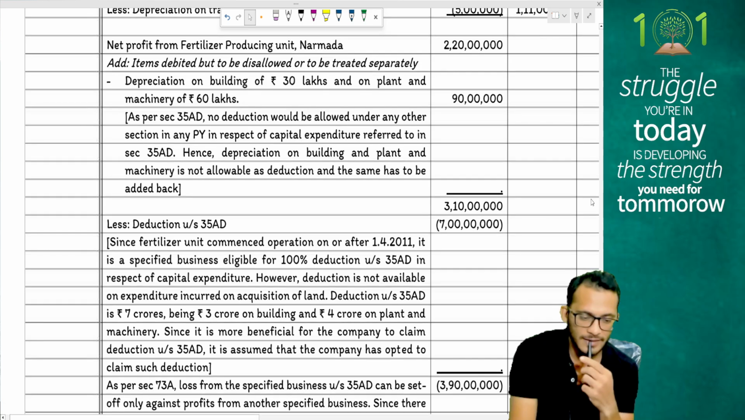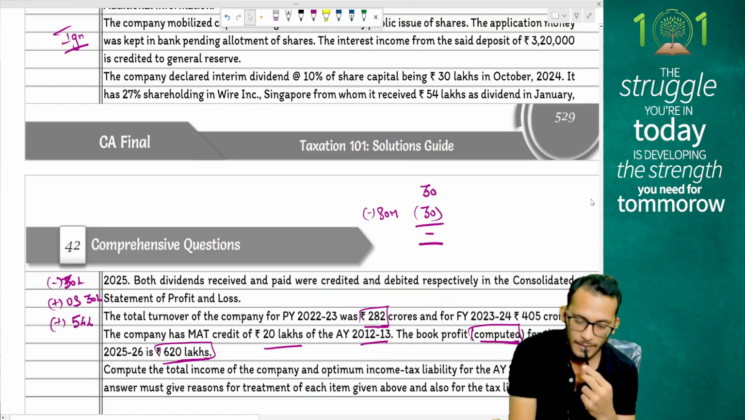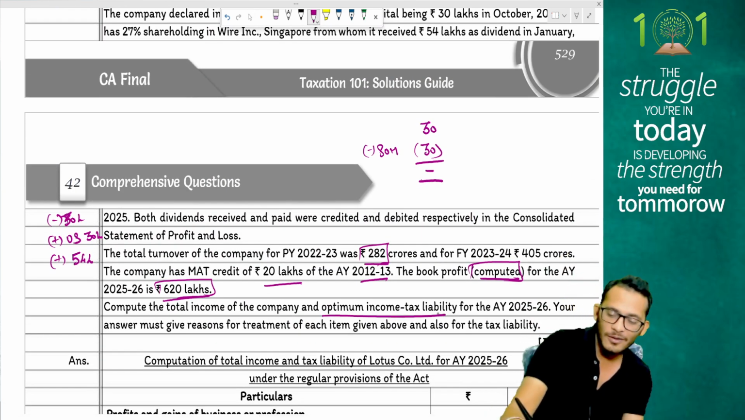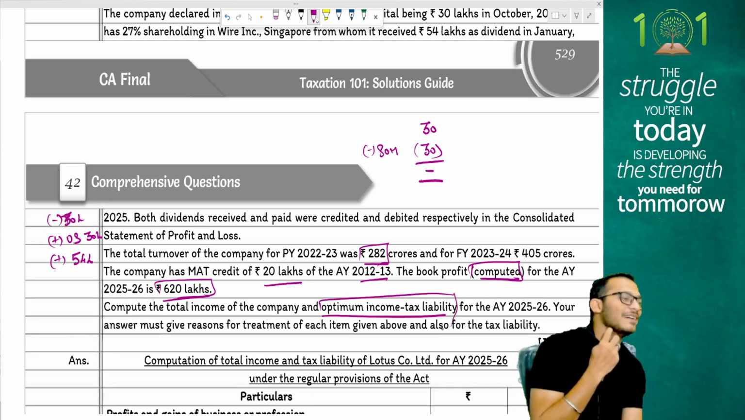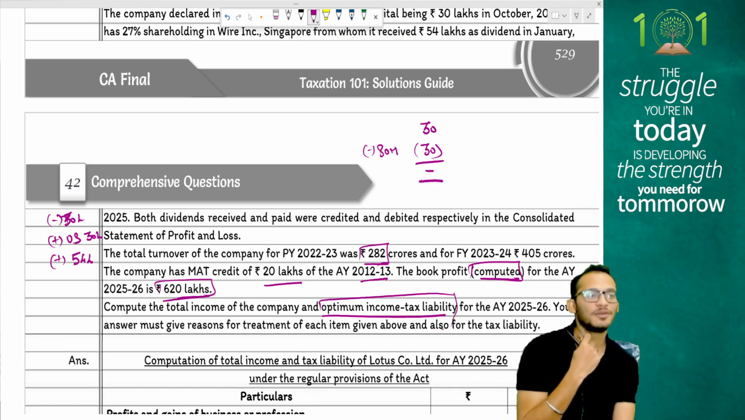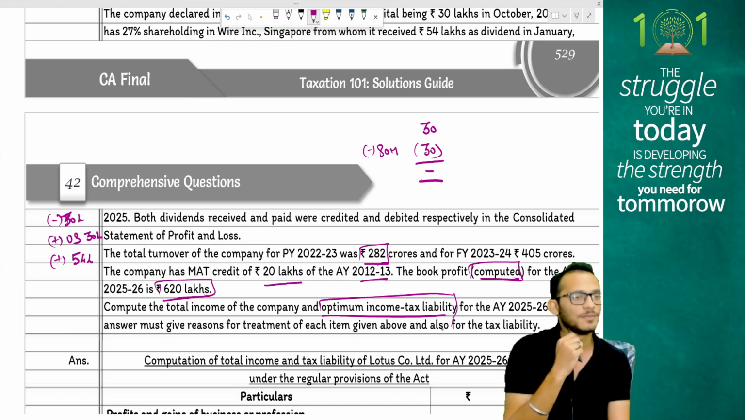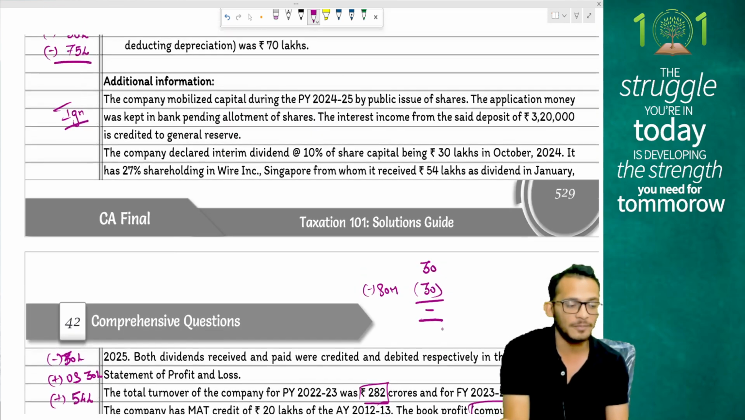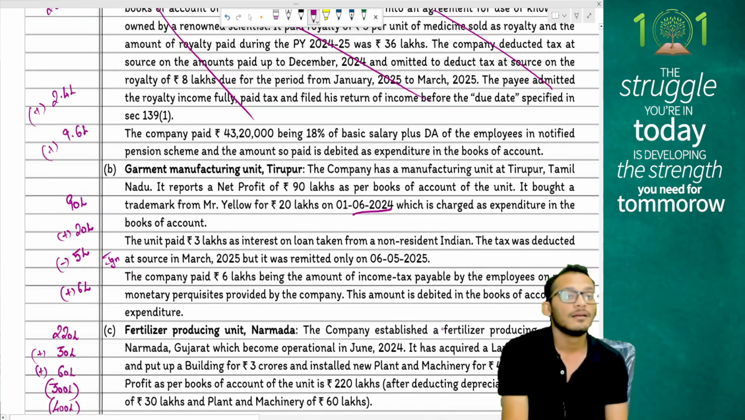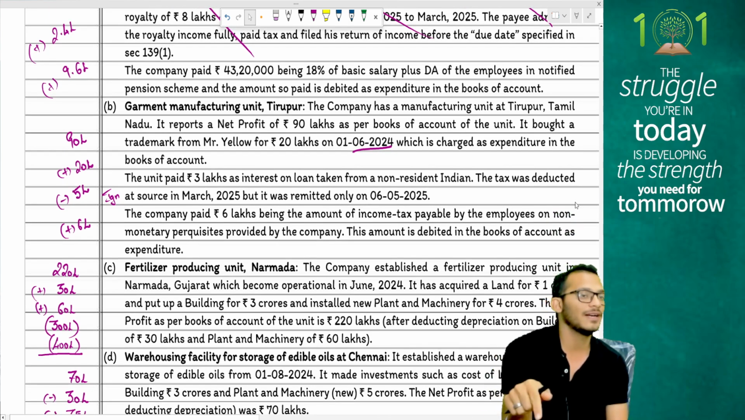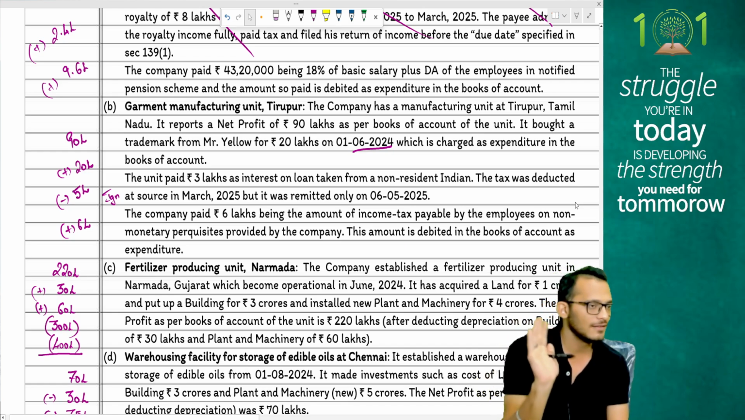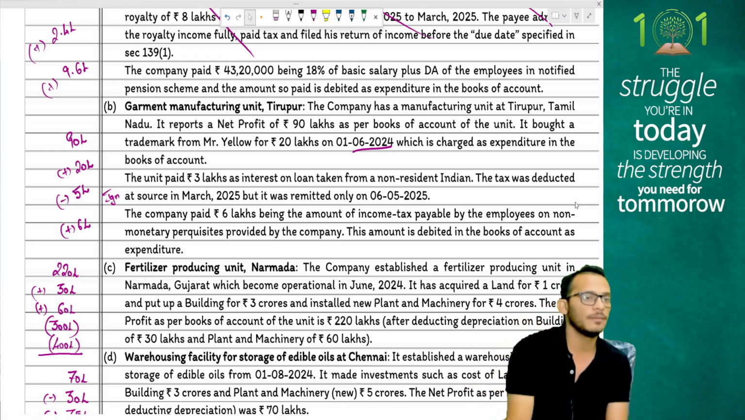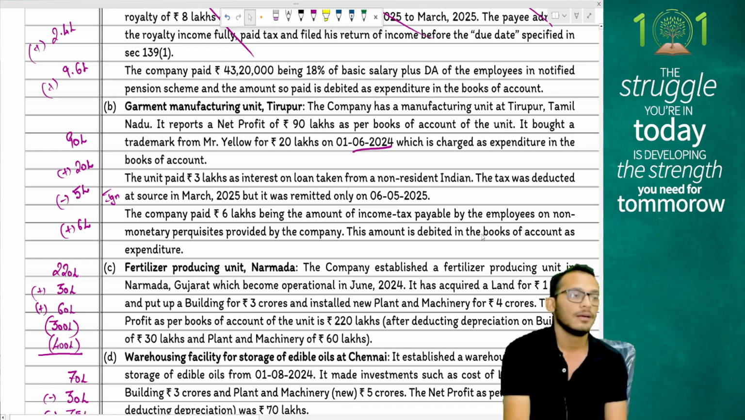Hey, but wait one second. Compute the total income and optimum income tax liability, which means they want you to check BAA also. You'll have to check it as per BAA also. The change in BAA, people, is that you cannot claim 35AD. But because you're not claiming 35AD, you can claim normal depreciation. That is the only change you're going to make. ATM is still eligible under BAA also. So you'll do it as per BAA also and check.